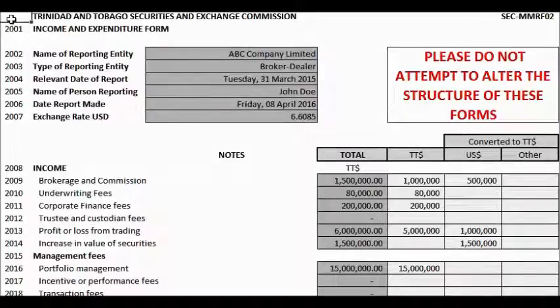The Income and Expenditure Form, or the SEC MMRF 02, is intended to capture information on the income, expenditure, and, where applicable, extraordinary income or expenditure of the reporting entity. It is important to note that the manager of a CIS is also required to complete this form for each CIS that it manages. Where a CIS issues different classes of units or shares, a separate SEC MMRF 02 must be completed for each class or share.